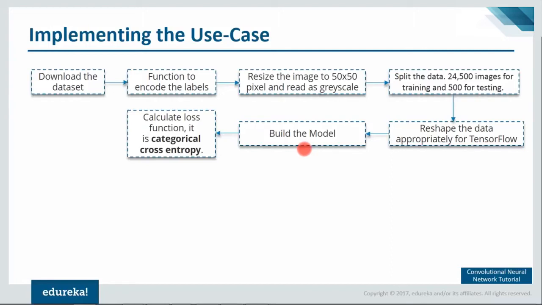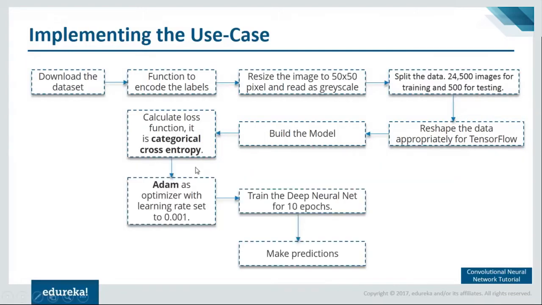Then we are going to build the model and calculate the loss. It is nothing but categorical cross entropy. Then we are going to reduce the loss by using Adam optimizer with a learning rate set to 0.001. Then we are going to train the deep neural network for 10 epochs. And finally, we are going to make predictions.